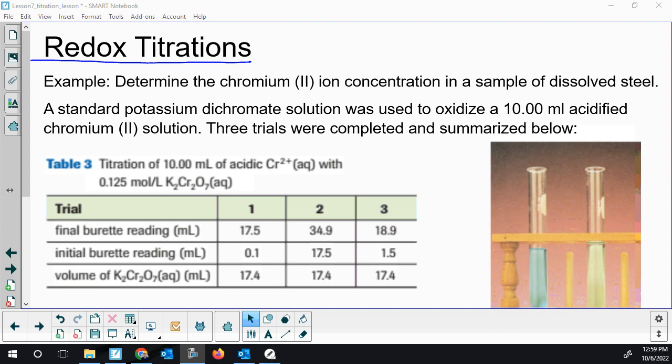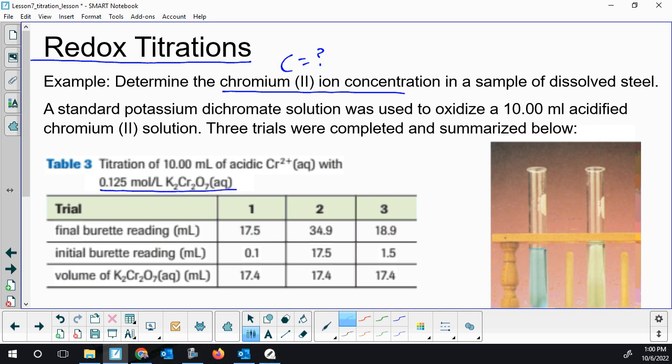So we've got a question: determine the concentration of chromium ions. All titrations have an unknown concentration in them. Okay? And then you have to have another chemical that you know the concentration of. Okay? And we're going to see that buried down below in our table. We've got another chemical of known concentration.